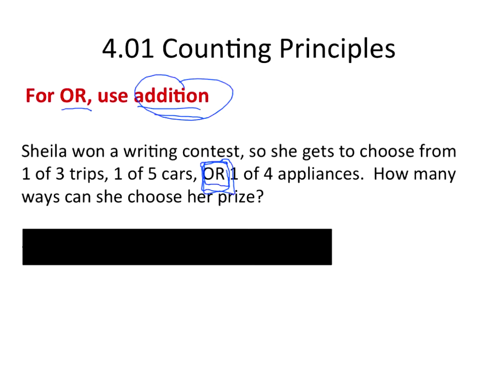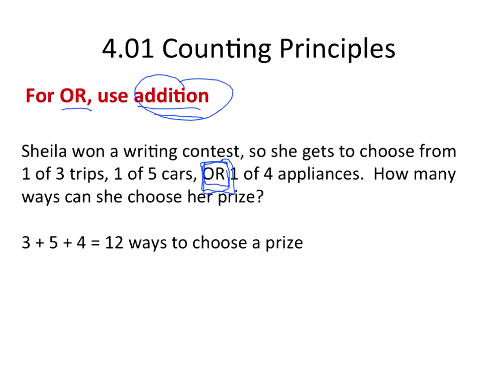So where did those numbers come from? Let's go back to our text and let's write on it. Let's underline 3, 5, 4. Because I can pick between 3 trips, 5 cars, 4 appliances. So in total, how many choices do I have? 12 choices. I have 12 different prizes I could choose from.